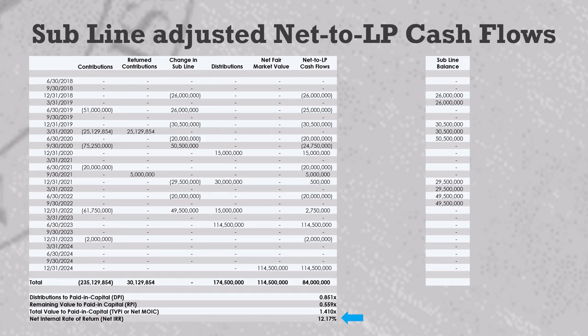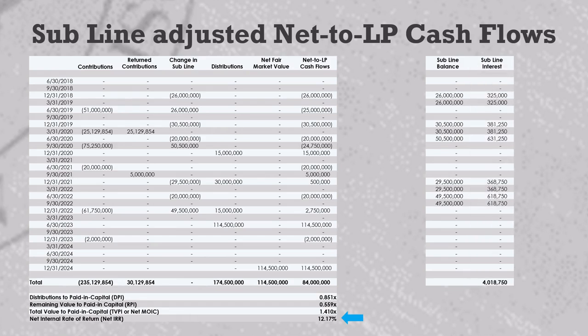Basically, the SEC is saying that even though we delivered a 14% net IRR to LPs, we can't show the 14% because it benefits from the use of a subline. But that subscription line also has a cost in the form of interest. Given the subline balances on the right, the interest might add up to about $4 million if the rate was around 5%.